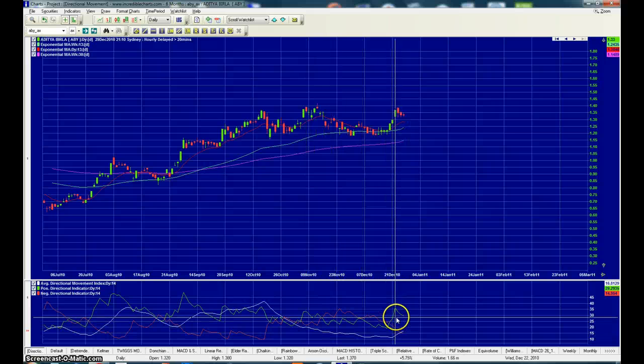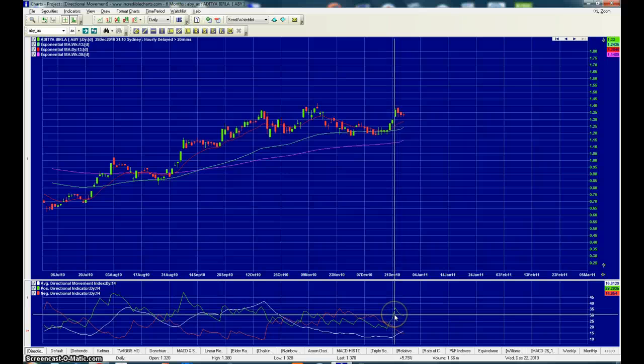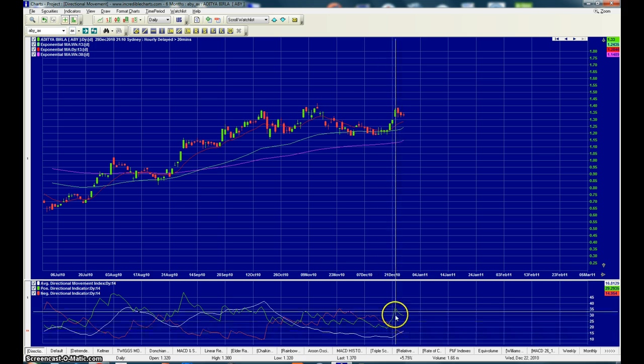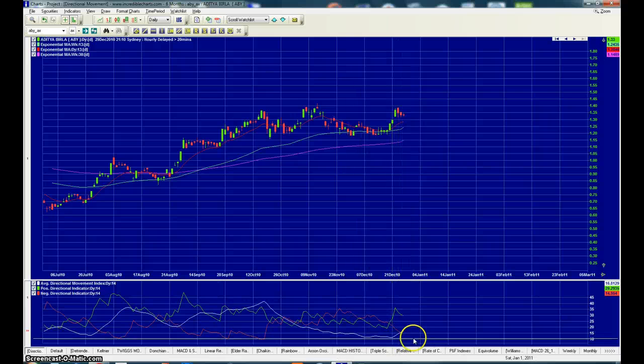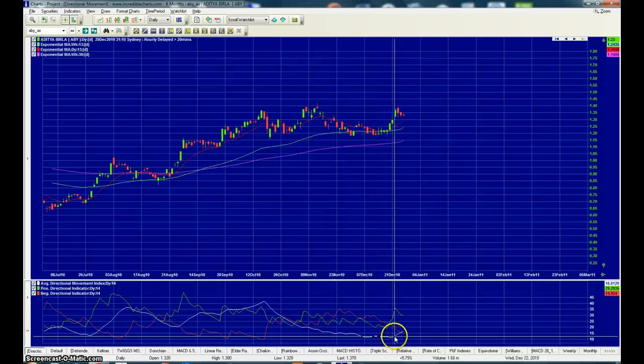What I'm using is a directional movement indicator with a combination of MACD, and what I like to see is this green line here. That's the positive movement, and the red line is the negative movement, and then the white line is the average. If the white line's trailing down here below this 20 mark, then it's telling you that the stock is ranging.